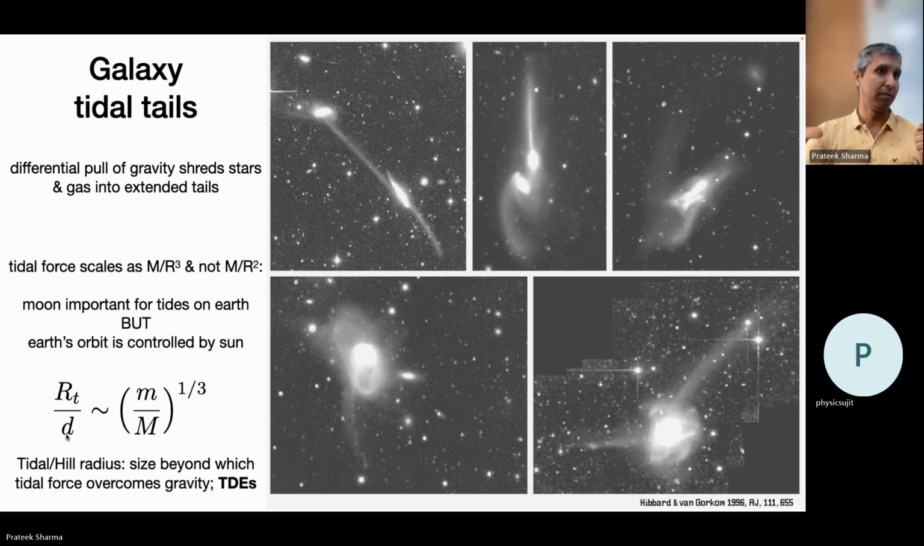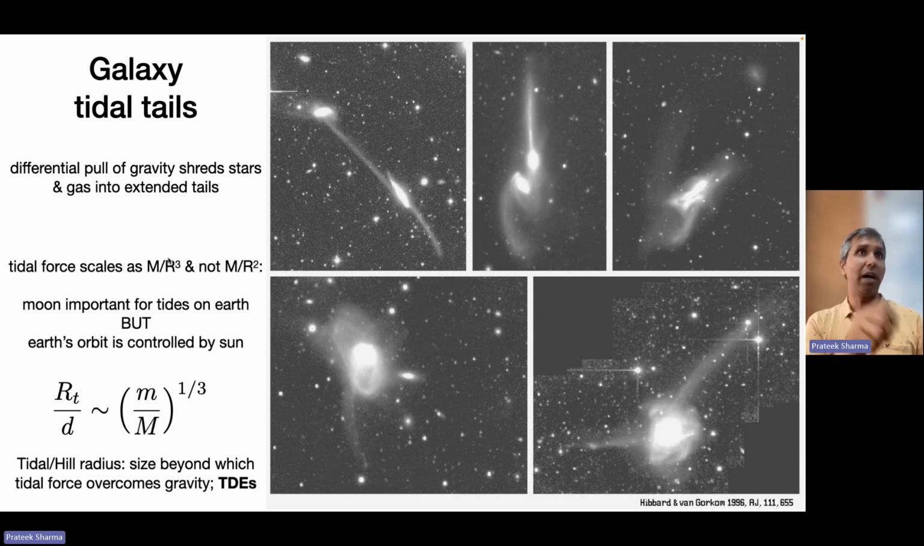I'm trying to find how big the size of this companion must be for the tidal force to be able to shred it, right? So what I'm actually doing is balancing G capital M by r cubed times delta r, that's the tidal force, with G small m by small r squared. That's the gravitational force which is acting on the outer surface.